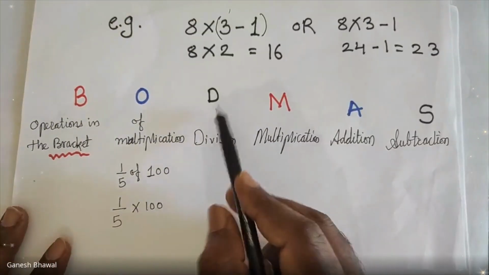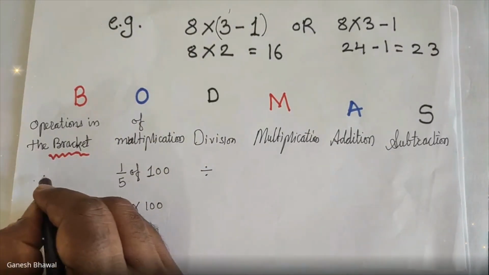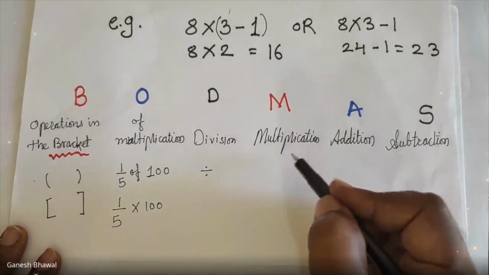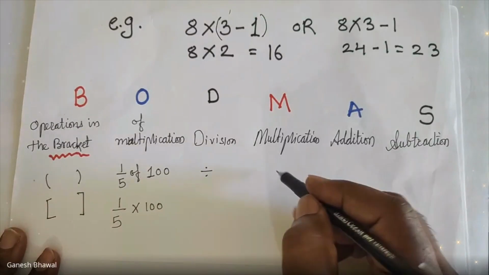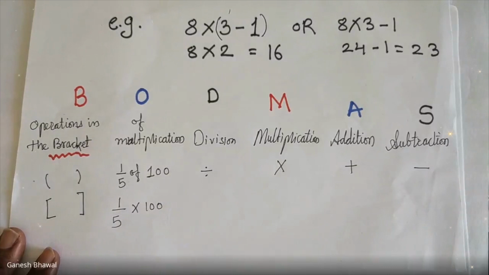Then the third thing is division. So I am writing here the symbol of division. Here I will write the symbol of bracket. These are different brackets. Now after division we have to do multiplication, then addition, and lastly subtraction.